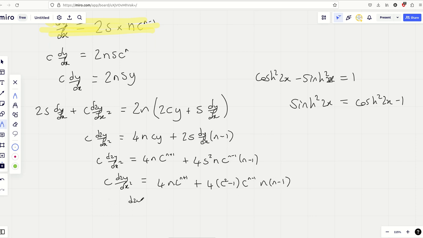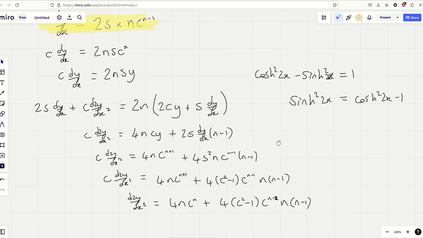Let's divide through by c now. We're going to get 4nc to the n plus, now here, if you look carefully, the c squared times c to the n minus 1, oh, sorry, I'm dividing through by c though, aren't I? So that's going to become c to the n minus 2. I won't do this too quickly. Let's just do one thing at a time. N times n minus 1. We're almost at the answer.